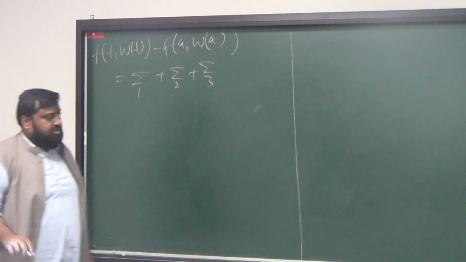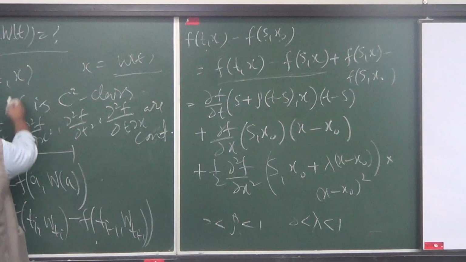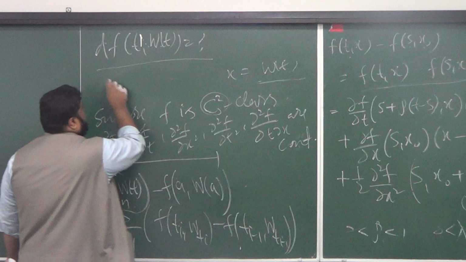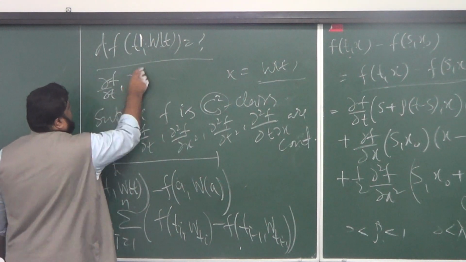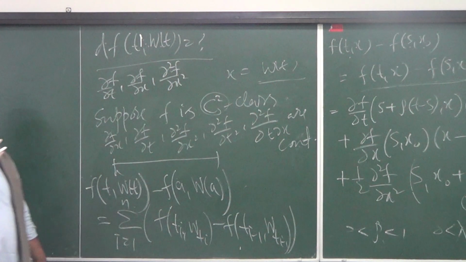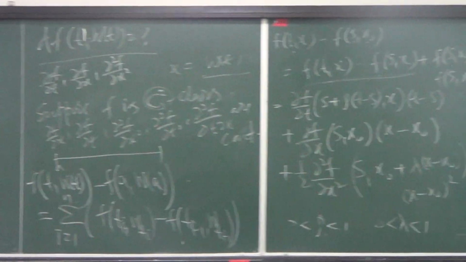It's going to be three sums because this term turns out to be three terms. Here we don't have the C2 class assumption, but we have this: partial f by partial t, partial f by partial x, and partial second f by partial x squared. So we have only assumed the existence of these three things. It's a weaker condition than being C2 class. Therefore, I'm not interested in the other terms.